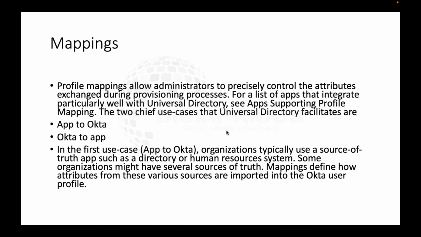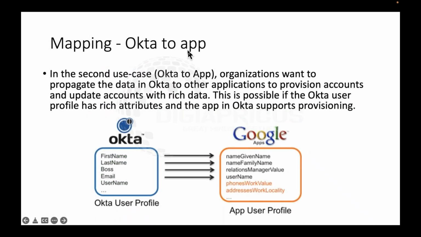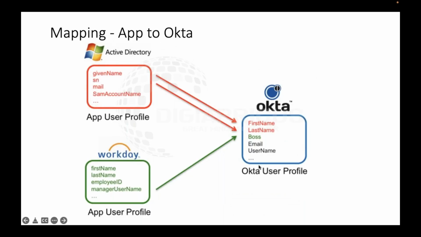Source of truth means they can have different directories integrated with Okta, and in those scenarios there are mappings we have to define, which help us understand how the attributes flow from one source to the other, like from the application to Okta, and how the values of those attributes flow. So this is a use case from app to Okta, which says this is our Okta user profile, this is our application user profile, and this is again our Workday application user profile.